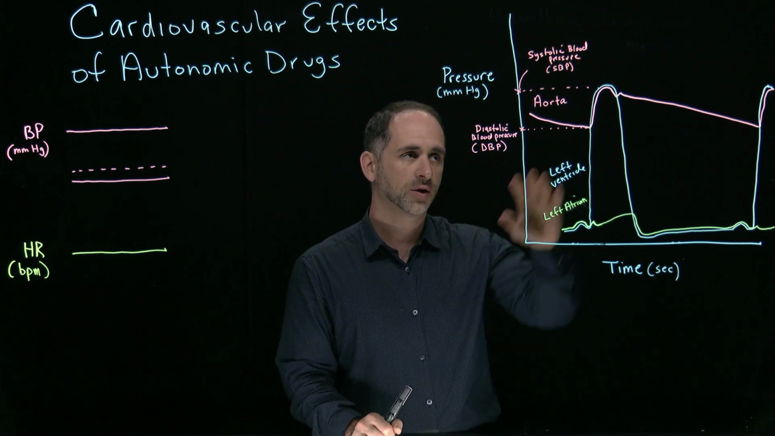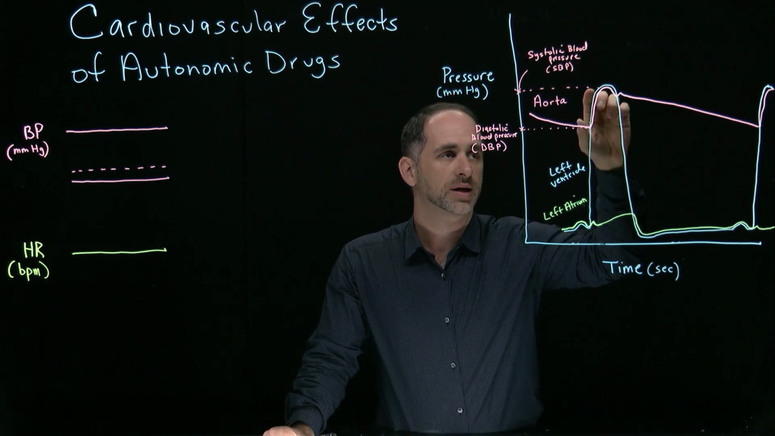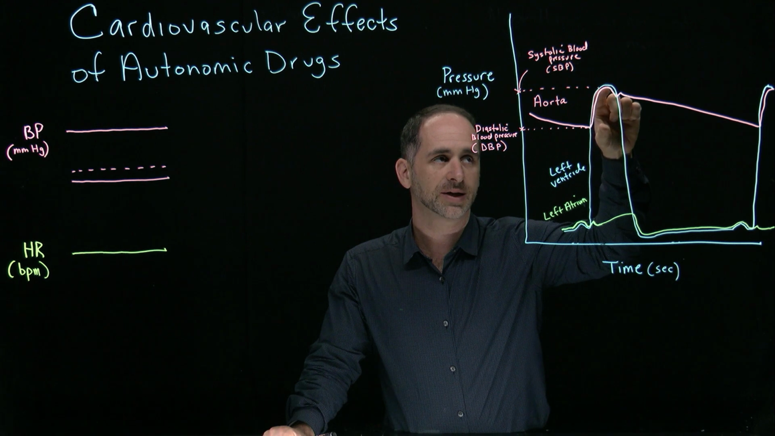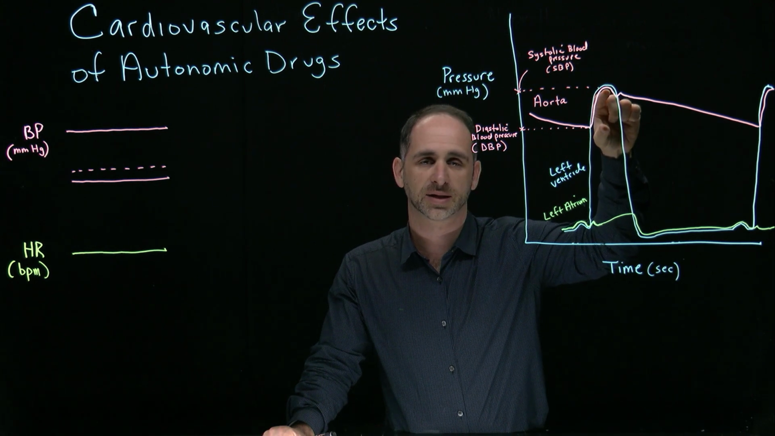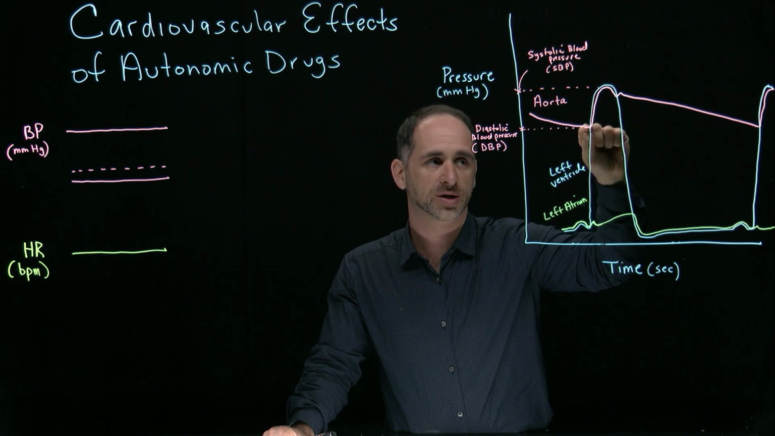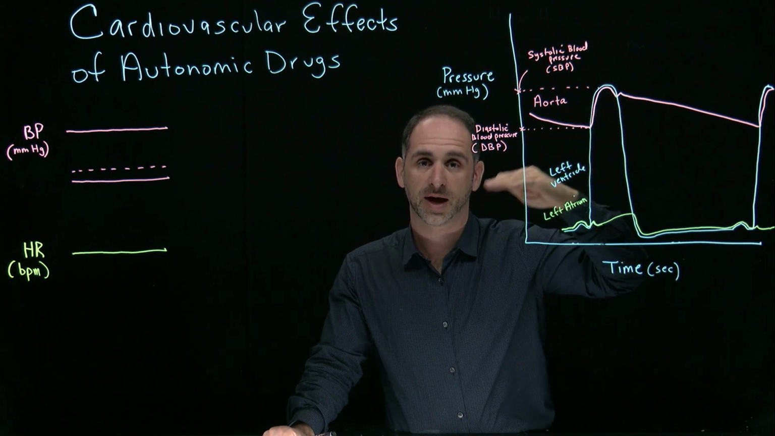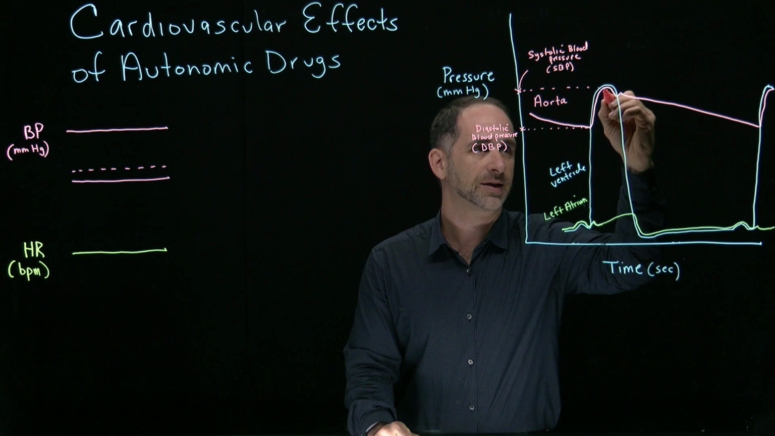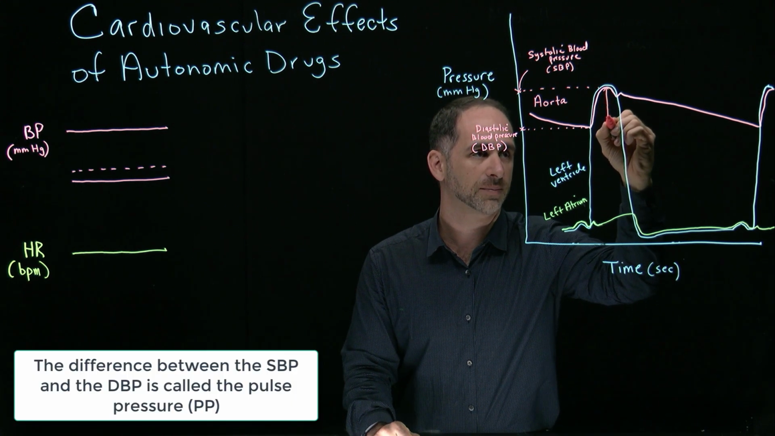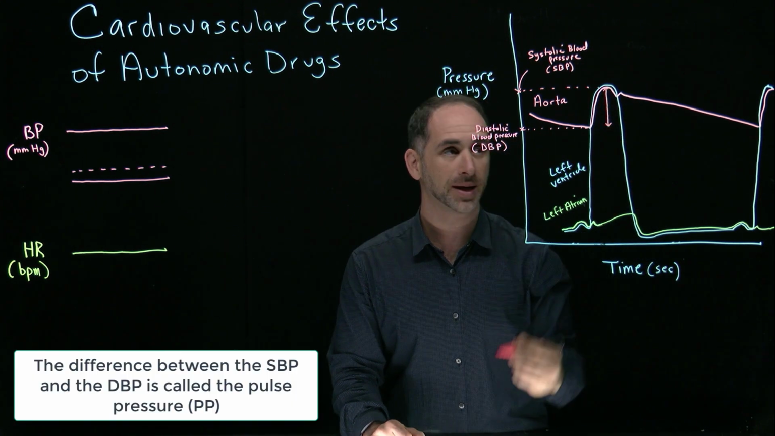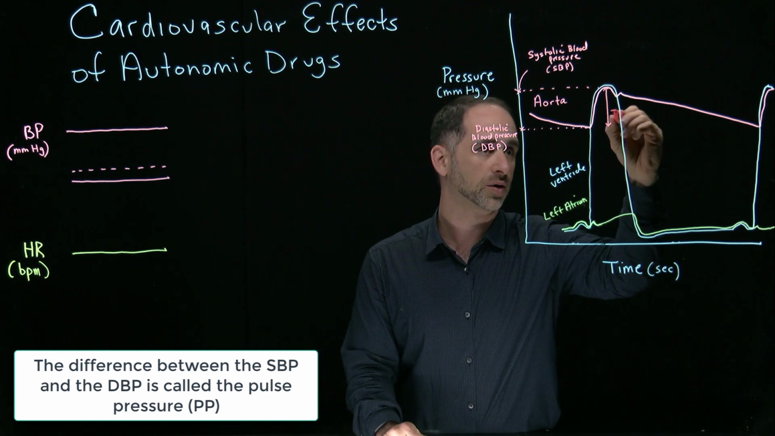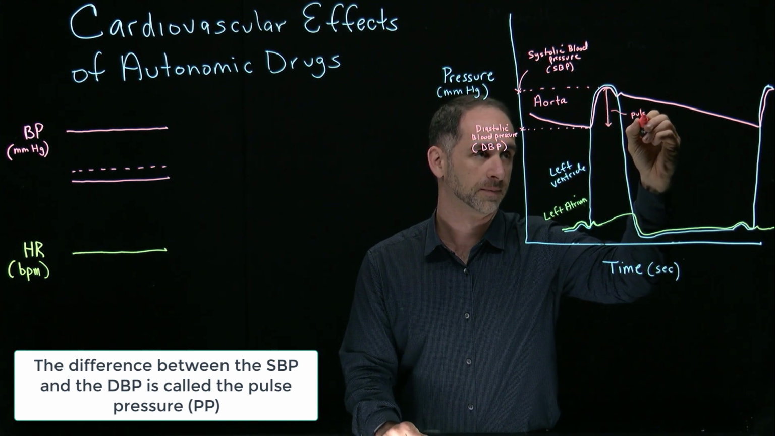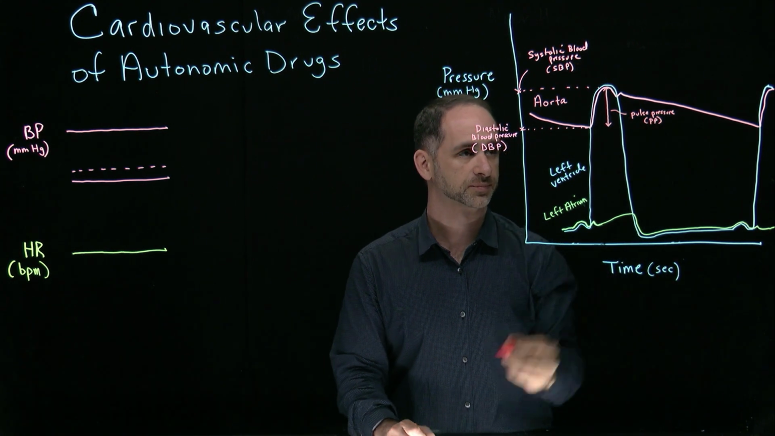We can just abbreviate that SBP, systolic blood pressure. Another thing we can get from this graph is the difference between the systolic and diastolic blood pressure. How much does that pressure go up after the diastolic blood pressure? That would be the pressure from ejection. That difference between the maximum pressure and the minimum pressure is called the pulse pressure, or we can call this the PP.